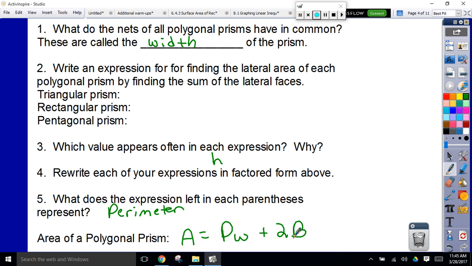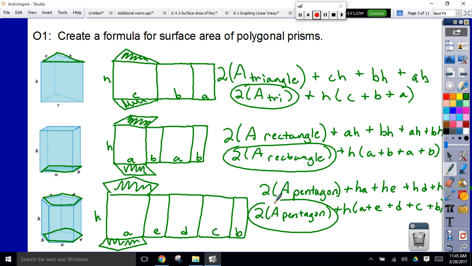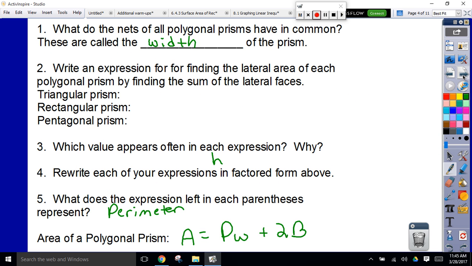This 2B is what we had at the beginning of all of our things. We had the bases, right? And we had to find the area of the bases. So if we look here, we had 2 times the area of a triangle. That's 2 times the area of the base. 2 times the area of a rectangle. 2 times the area of a pentagon. So this big B stands for area of the base. So B is the area of the base.